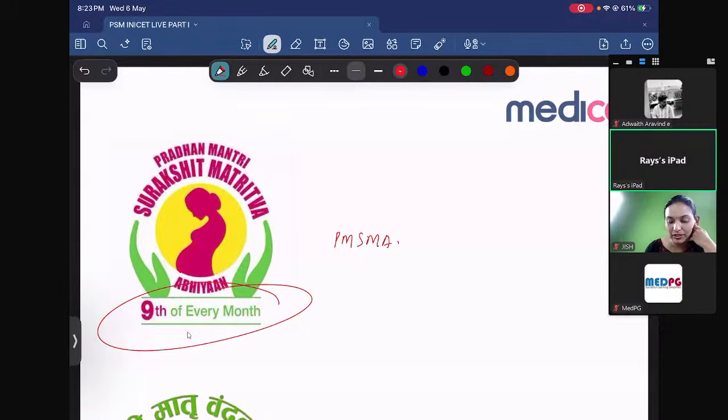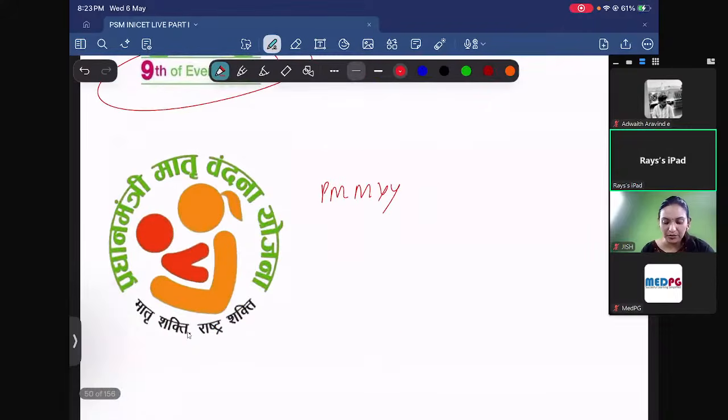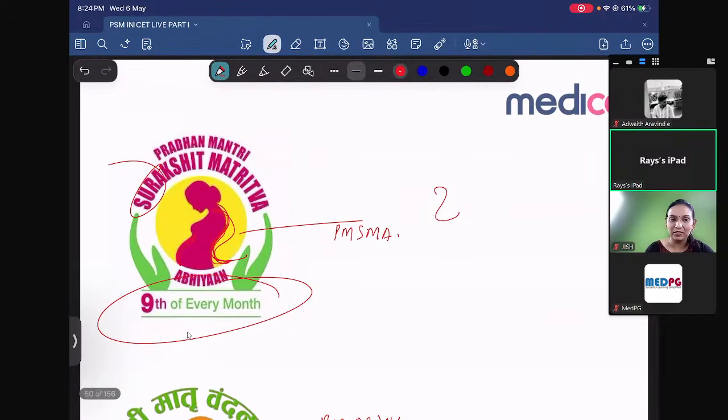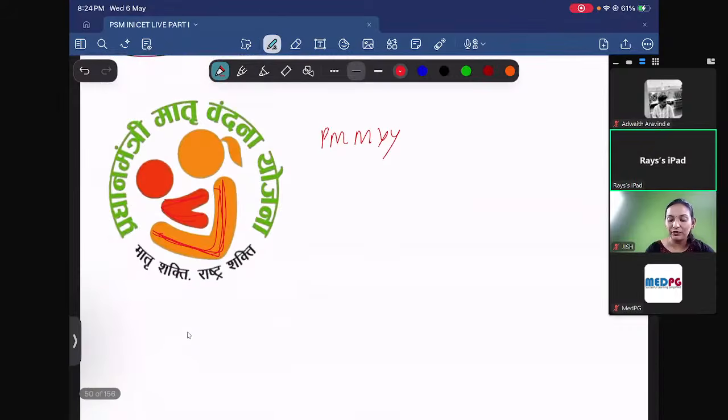In the logo, you see a pregnant mother, and you can also see a kind of S here. So that is PMSMA. Next one you have is PMMVY. That is Pradhan Mantri Matru Vandana Yojana. You have a V here, for Vandana, and also a mother and a child. You have two Vs here. That's how you can remember the logo. So PMSMA is a pregnant mother, and you can see an S also. In PMMVY, you have two Vs, one child and one mother, both Vs kept like this. That's the logo for PMMVY, Pradhan Mantri Matru Vandana Yojana.